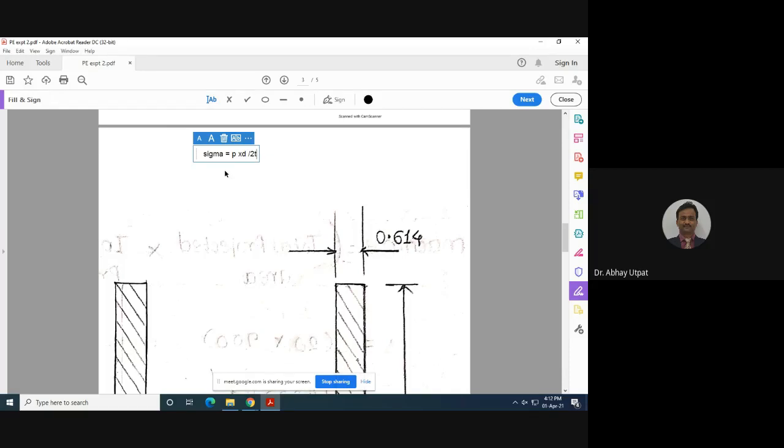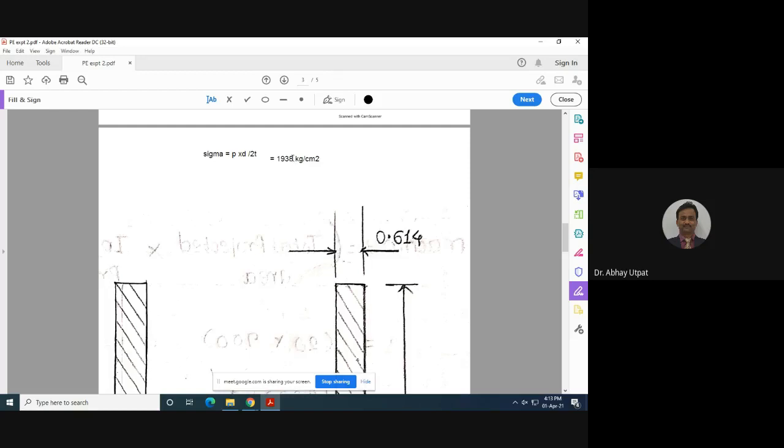So T here is 0.614. D is 3.4. And 700 is the pressure of the plastic. That value I have calculated, just verify it. Sigma is equal to around 1938 kg per centimeter square. 1938 kg per centimeter square is the value of stress.